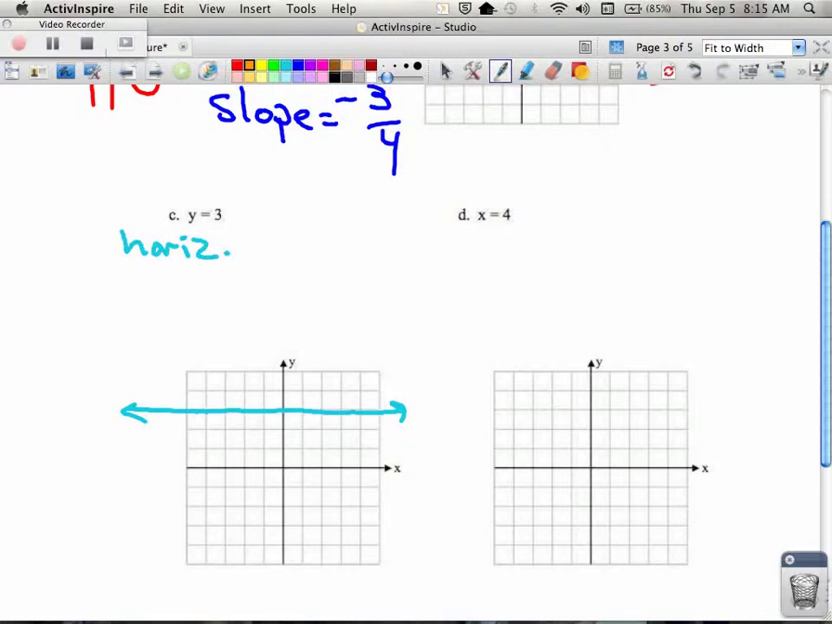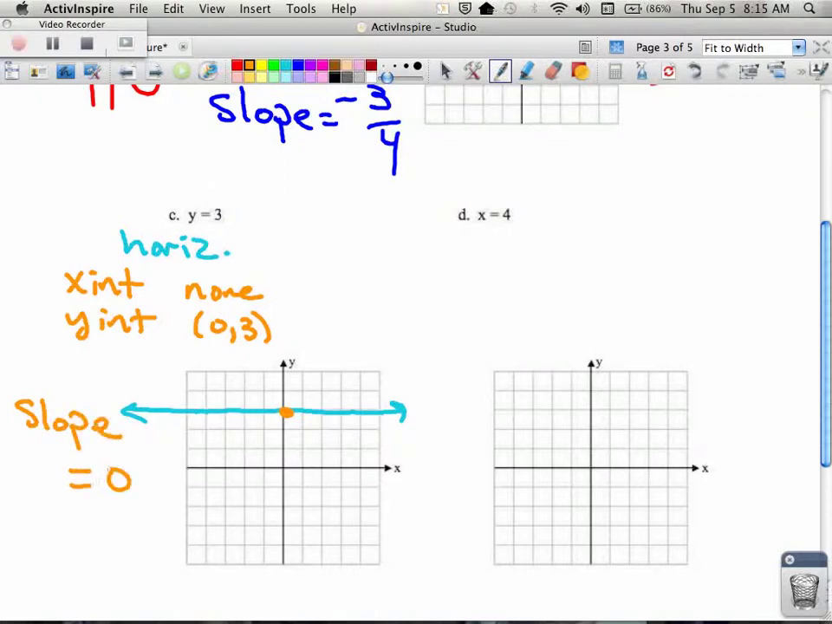If they're talking about an x-intercept, there's none. For the y-intercept, you know it hits at 0, 3, because here it is. And for a slope, the slope of a horizontal line is always 0. So if you ever get one of those, that's really nice. Hopefully you'll get at least one of those on the test.